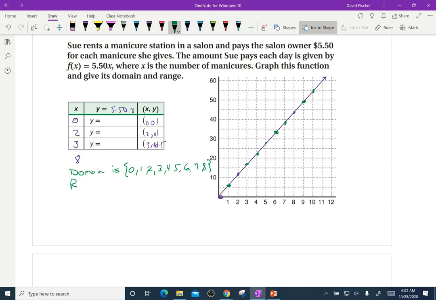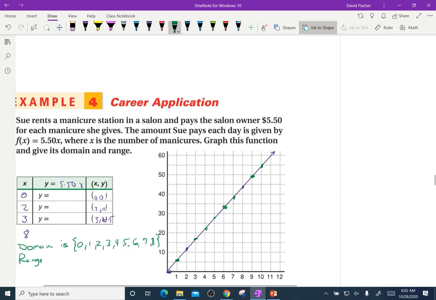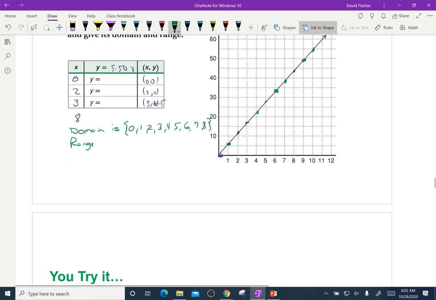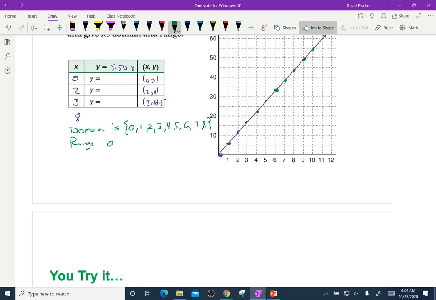My range now, and this is where it's nice to have a calculator that just keeps adding or multiplying by 5.50. Each time I'm going up by $5.50. So I need to have 8 of them. So I have 0. So then if I have 5.50 times 2, that's $11. So my second one's 11 plus 5.50, 16.50. So you people that have a calculator just keep adding plus 5.50.